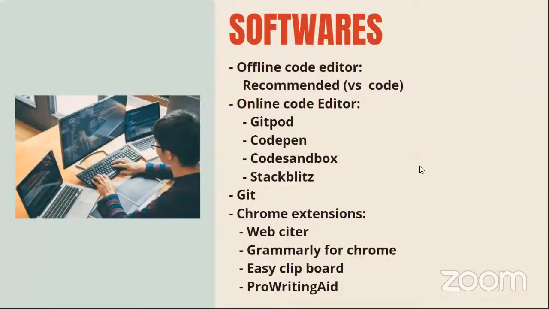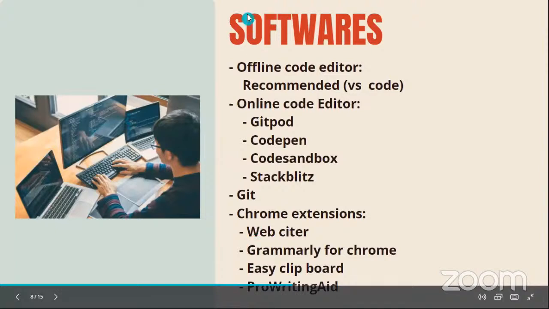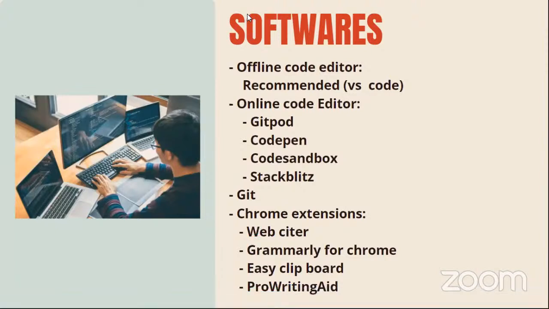So software. As a technical writer, you need software to write your tech article. For an offline code editor, I would recommend you use VS Code. I would like to take a poll. If you don't mind, just type it in the chat box. Tell me what kind of offline code editor you use, not only for tech writing, but as a developer. Then for online code editors, these are the ones I use. I use Gitpod. Gitpod is a nice code editor for me.